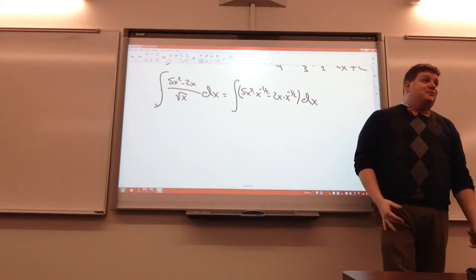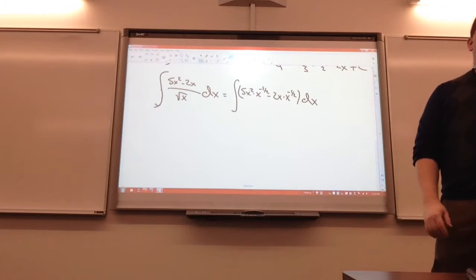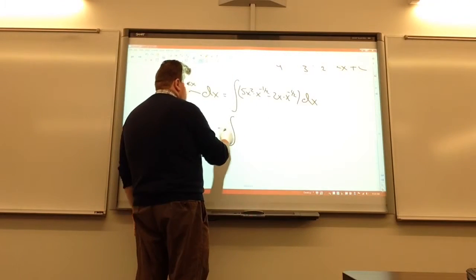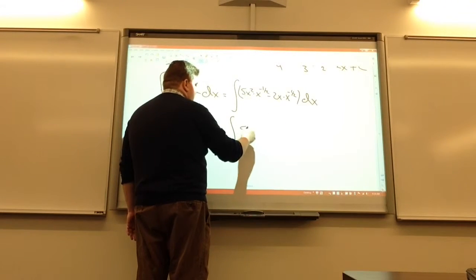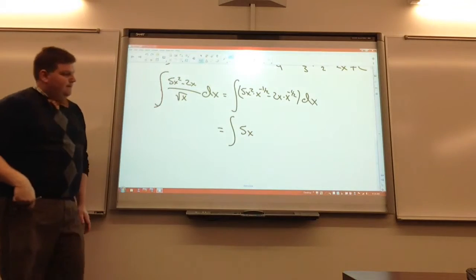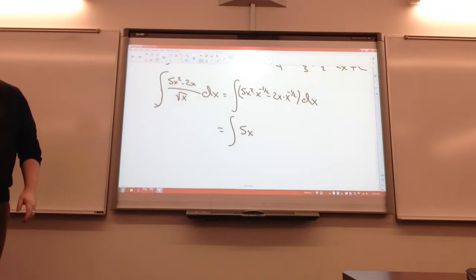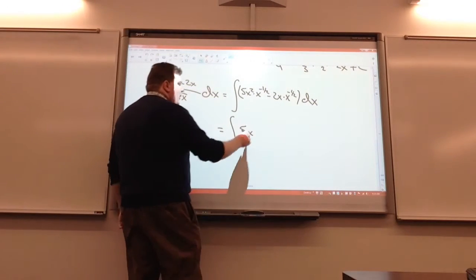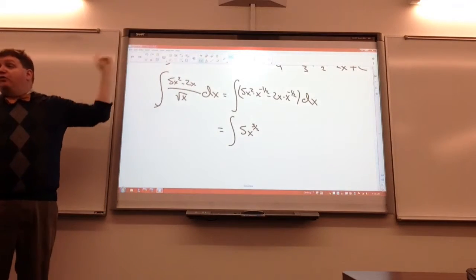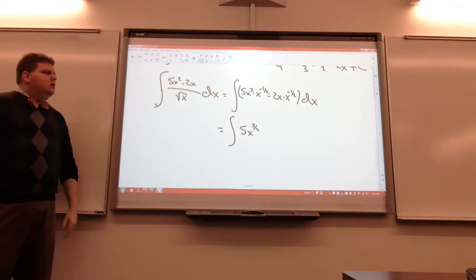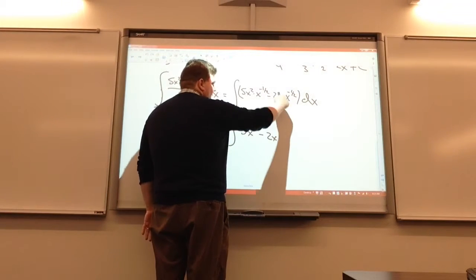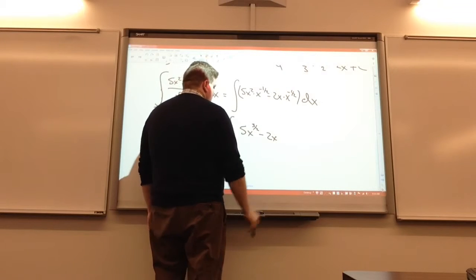What do you do when you multiply things with exponents? What do you do to the exponents? Add them. So I'm going to get, this becomes the integral of 5x to the what? 3/2. Why did I do it twice? I'm bringing it up and multiplying the whole function by it, so it distributes, okay? So 3/2 minus 2x, what happens to the exponent? It becomes 1/2.